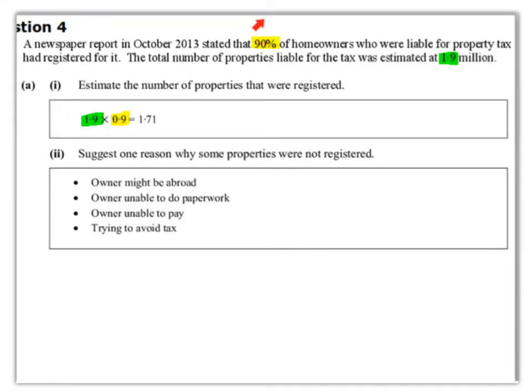So we want to get 90% of 1.9 million. So it's going to be 90% multiplied by 1.9 million. Or you could say 1.9 multiplied by 0.9, because 0.9 is the same thing as 90%, which gives us 1.71 million.